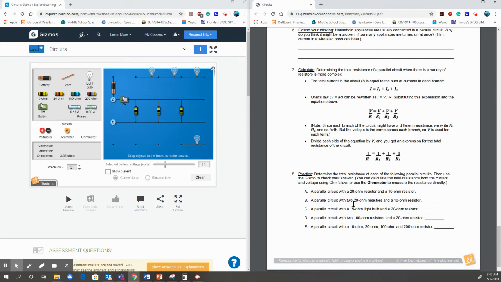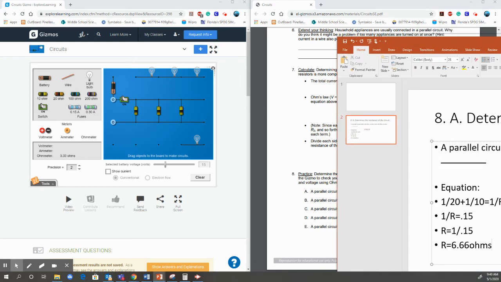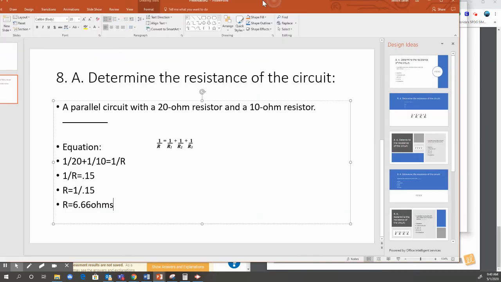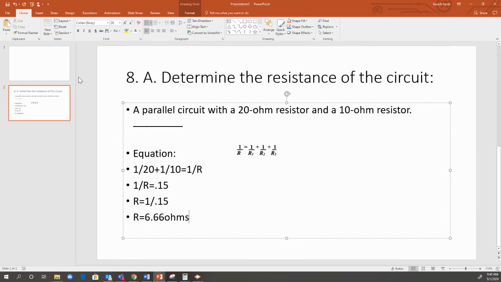So in this practice, it asks you to use this 1 over R equals 1 over R1 plus 1 over R2 plus 1 over R3, etc. for however many resistors you have in a circuit. So I'm going to bring over a little screen for the first question. So we have a parallel circuit with a 20 ohm resistor and a 10 ohm resistor. And so what we're going to do is to determine the resistance of the entire circuit, we're going to use this equation, and we have 1 over 20 plus 1 over 10.